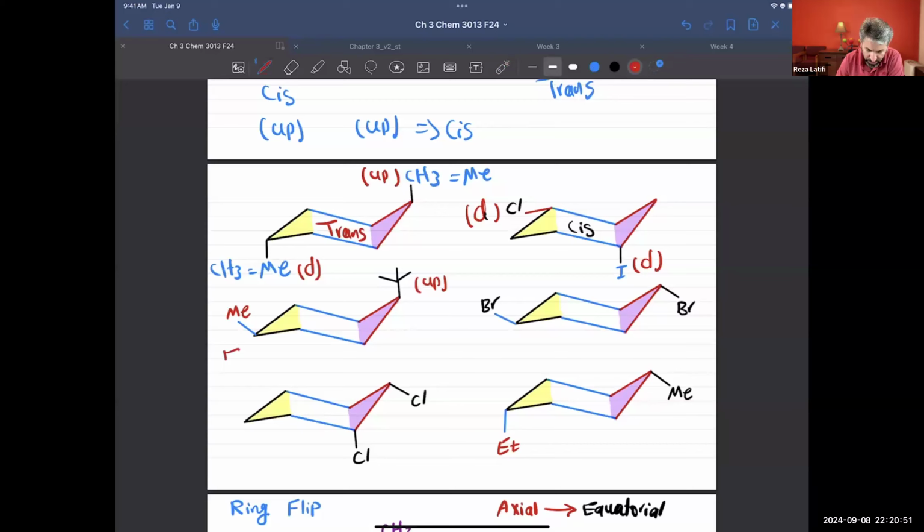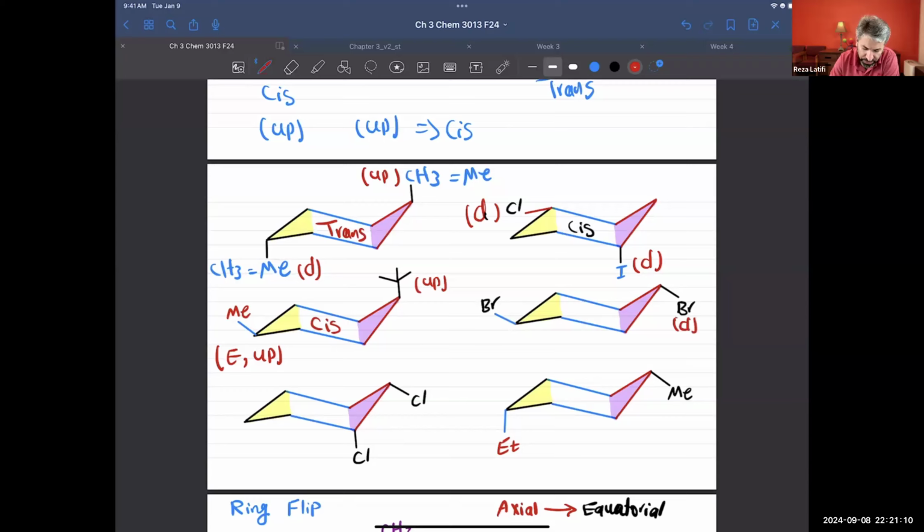So this one is going to be equatorial position, but it's pointing up. Well, this tert-butyl is axial position, and it's pointing up. Okay, because both of them are pointing up, this one will be cis. Okay. The bromine is pointing down.